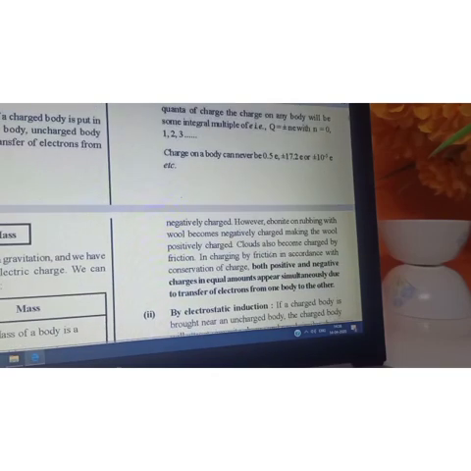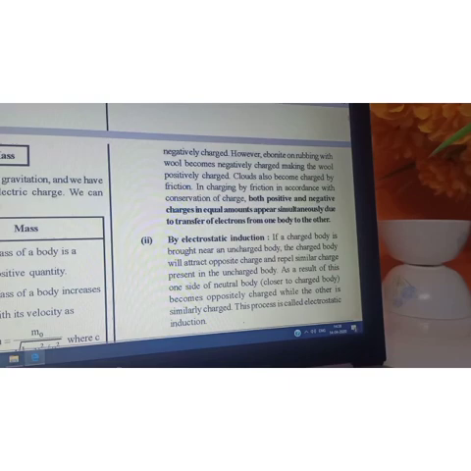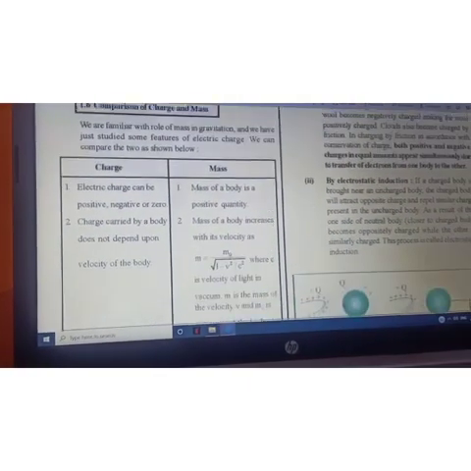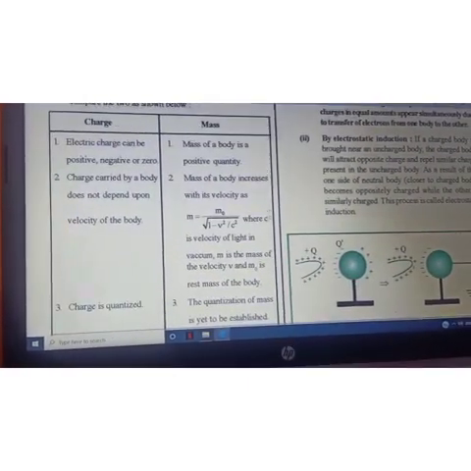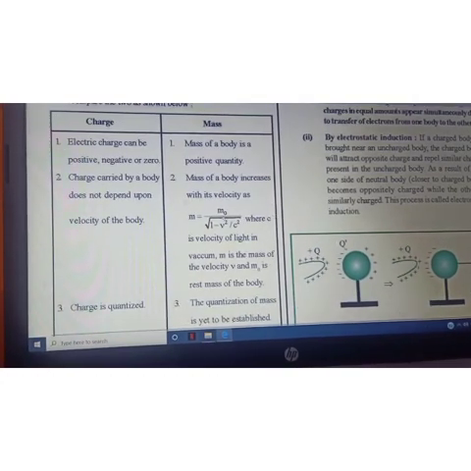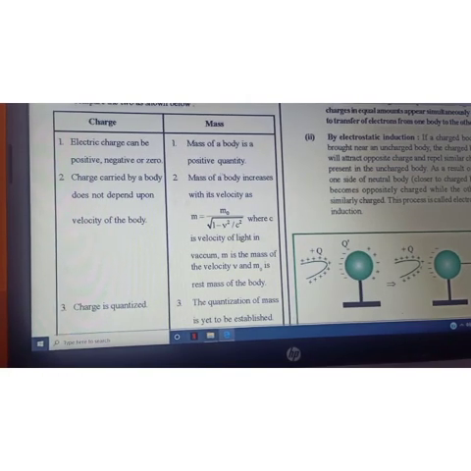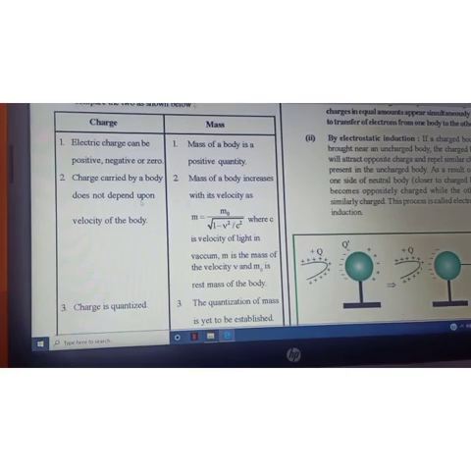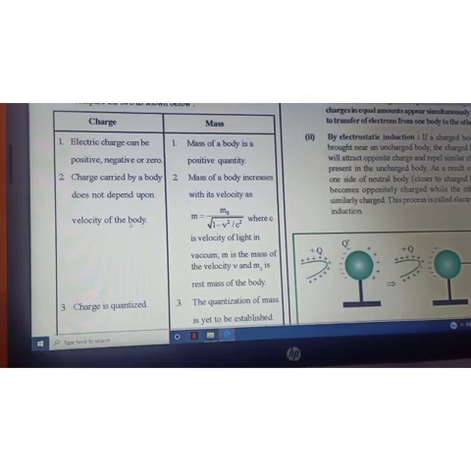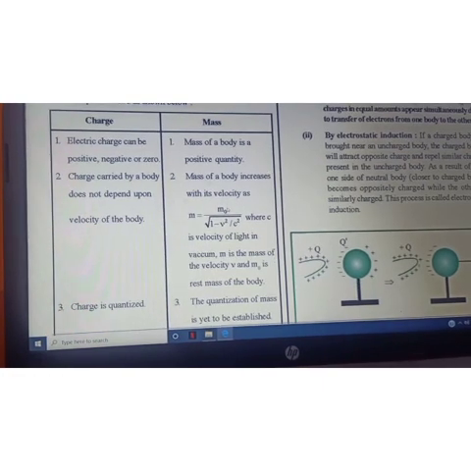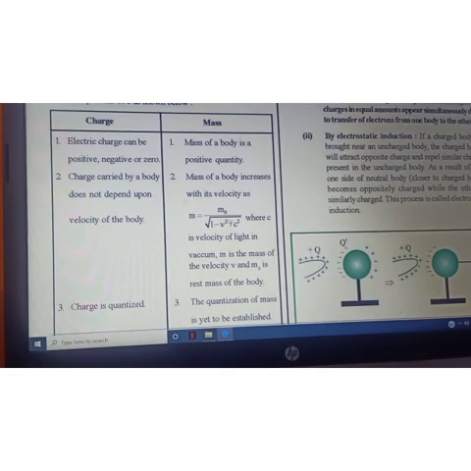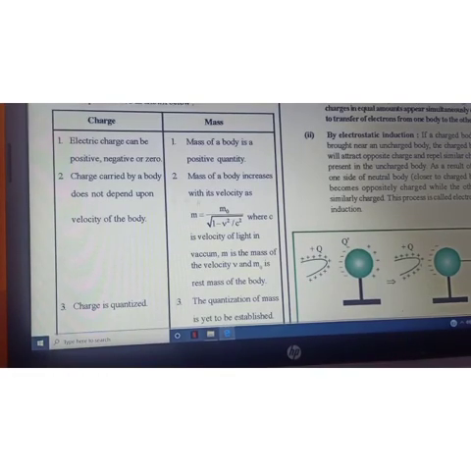The next one is comparison of charge and mass. It's so simple. An electric charge can be positive, negative or zero, but the mass of a body is always a positive quantity. Charge carried by a body doesn't depend upon the velocity of the body. Charge is an intrinsic property, and it remains constant though its velocity increases. But when the velocity increases, the mass doesn't remain constant according to the special theory of relativity.